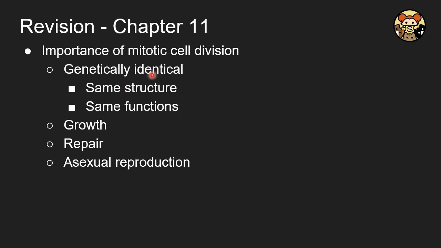And here are the importance of mitotic cell divisions. Because the daughter cells will be genetically identical, they can have the same structures and also the same functions, and it can be used for growth and repair. And for some organisms, they also use mitotic cell division for asexual reproduction.